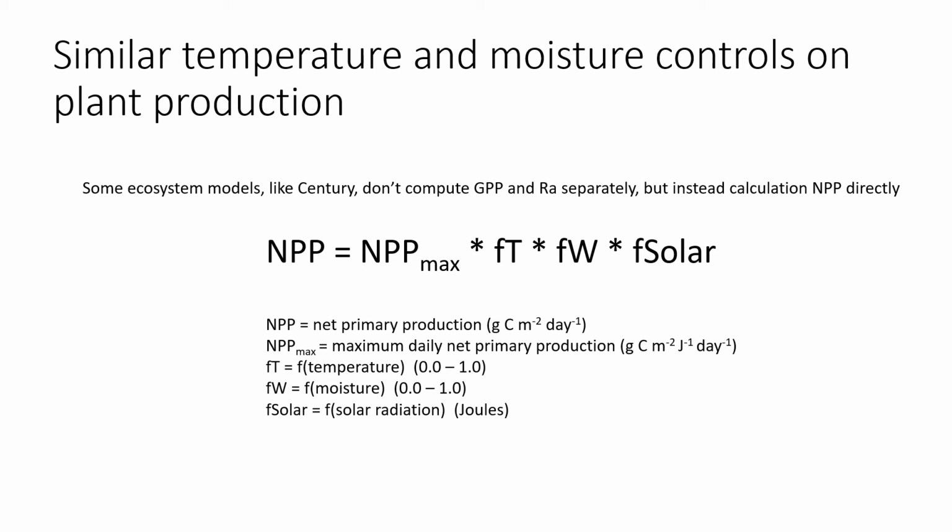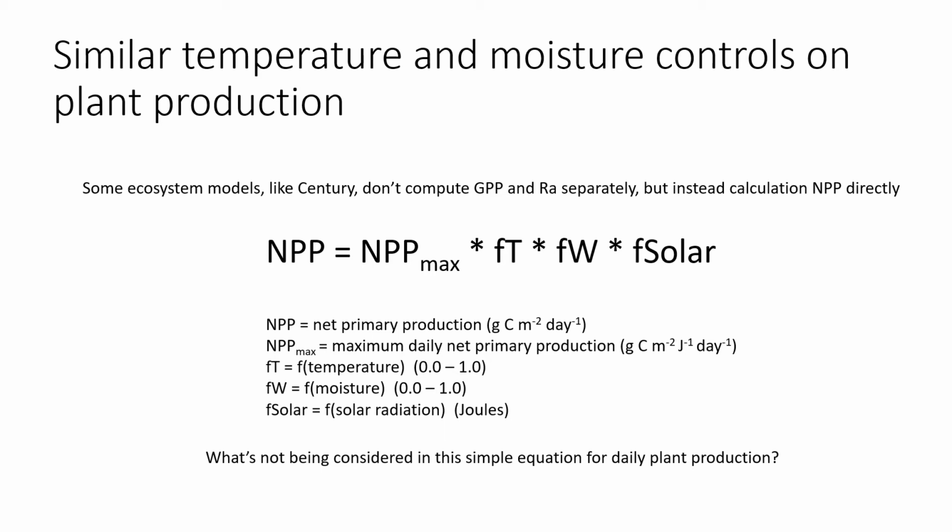Models like the DayCent model don't actually simulate gross primary production and autotrophic respiration separately. They just simulate net primary production. So net primary production, according to the Century and DayCent models, is some maximum rate that's plant specific, since some plants grow faster than others, multiplied by a temperature function, a moisture function, and a solar radiation function. So what's not being considered in this simple model?